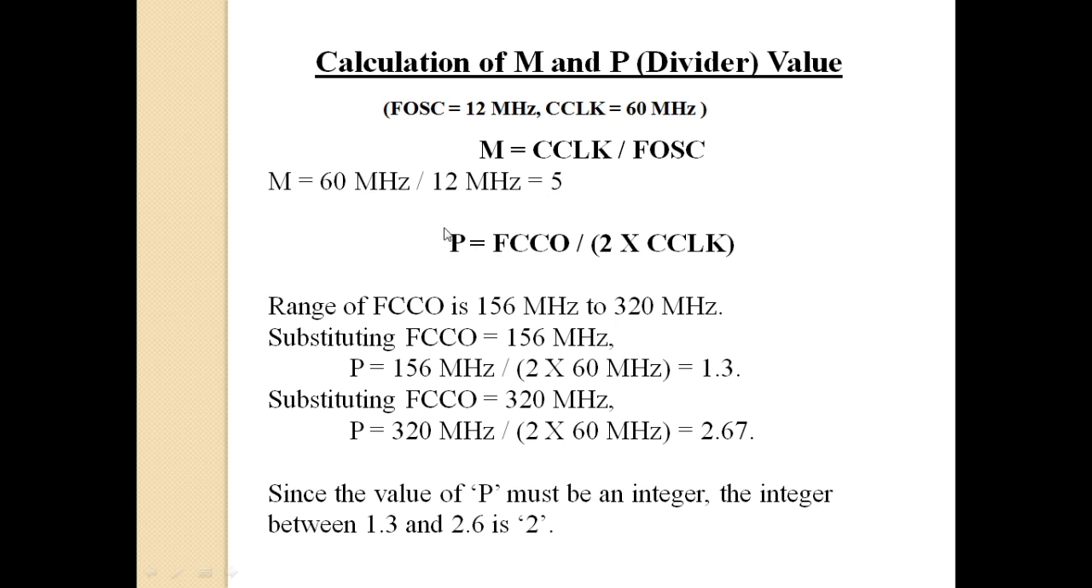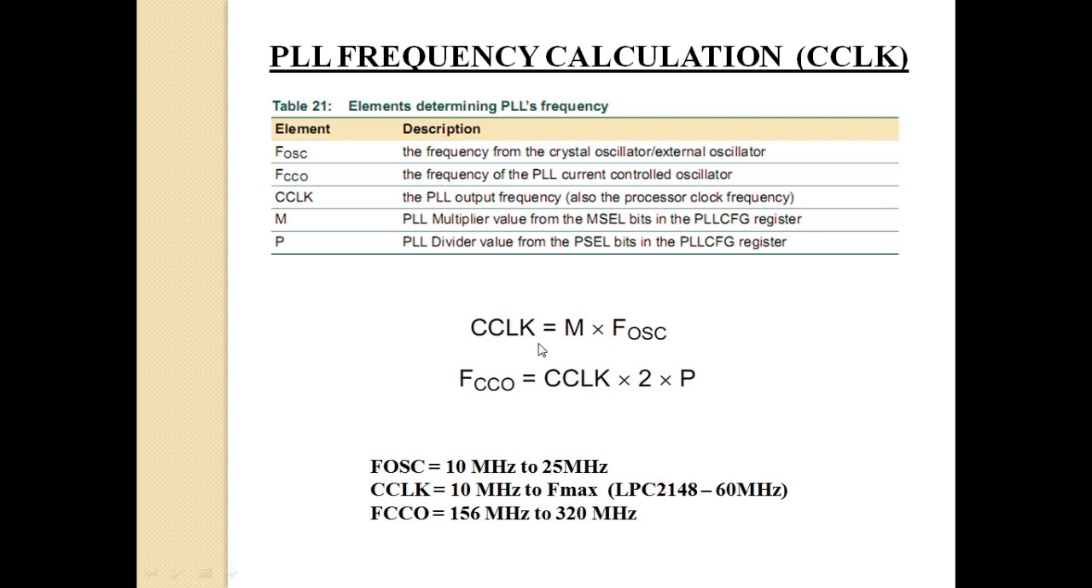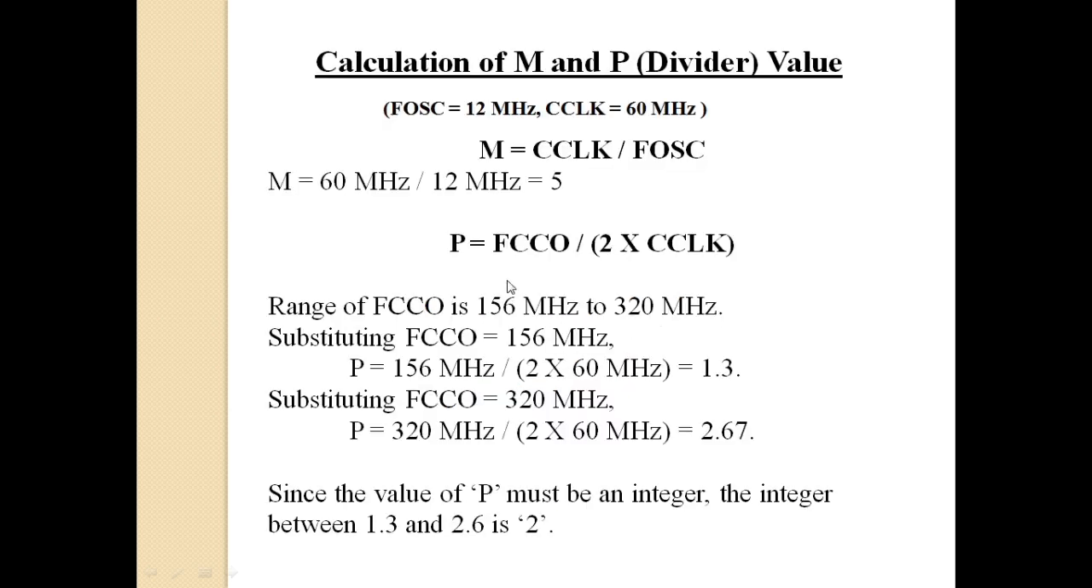How will you get the value of the P division factor? The same equation, I have only rearranged these two equations. The equation is the same: FCCO by 2 into CCLK. What should FCCO be? It should be within this range.